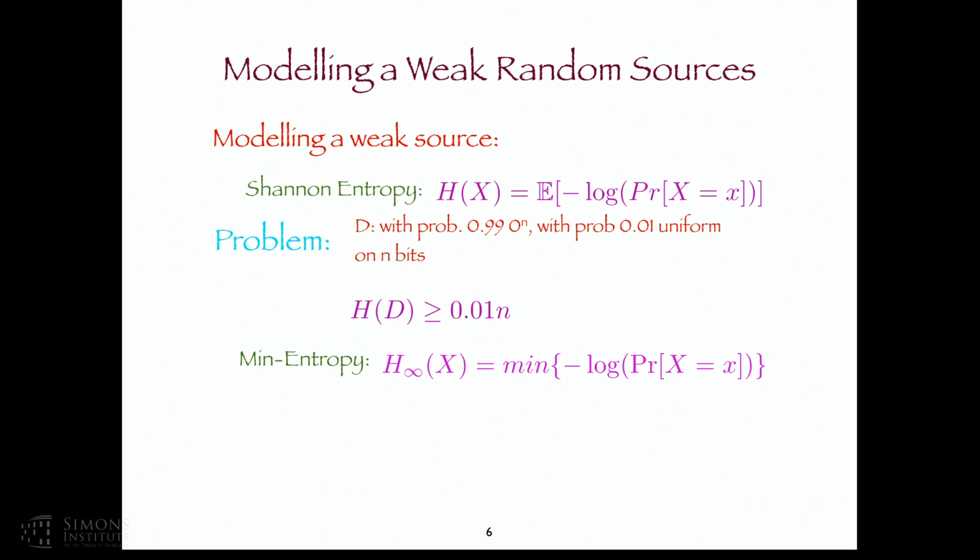So what we need is a stronger, stricter notion of entropy, which is min-entropy, where for a distribution x, you look at the maximum weight it places at any point in its support. There is a suitable normalization that you do. An easy calculation shows that the min-entropy of this distribution D is very small, order 1. So it's okay that we are not able to extract from such distributions.